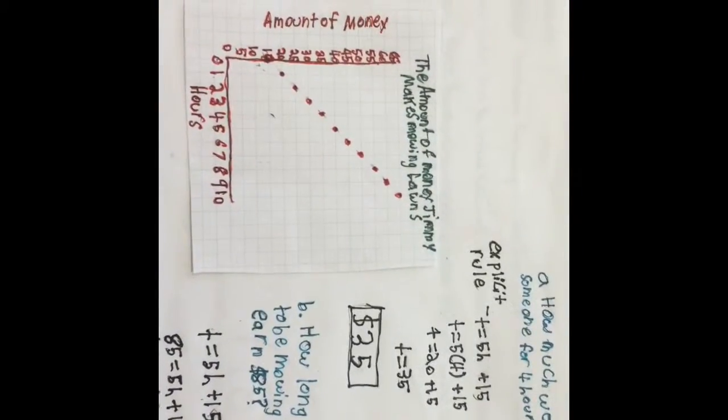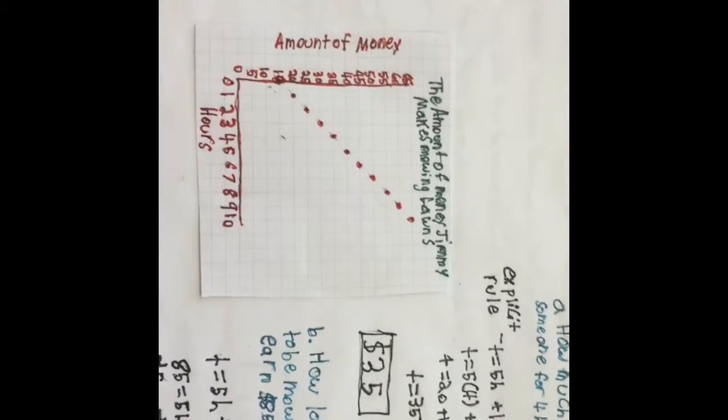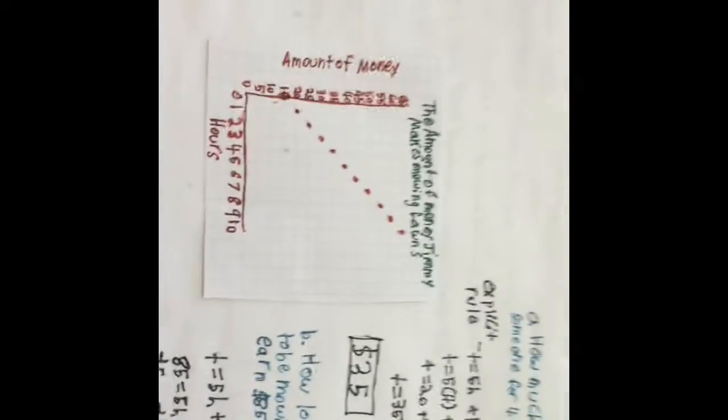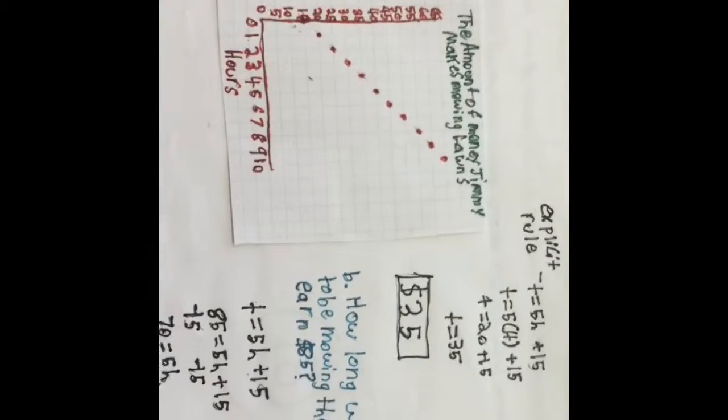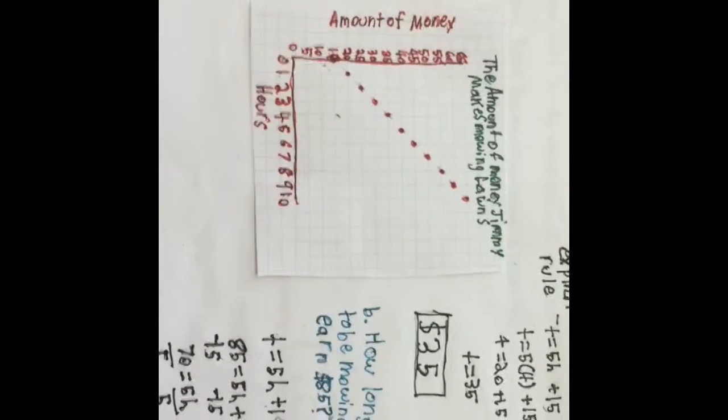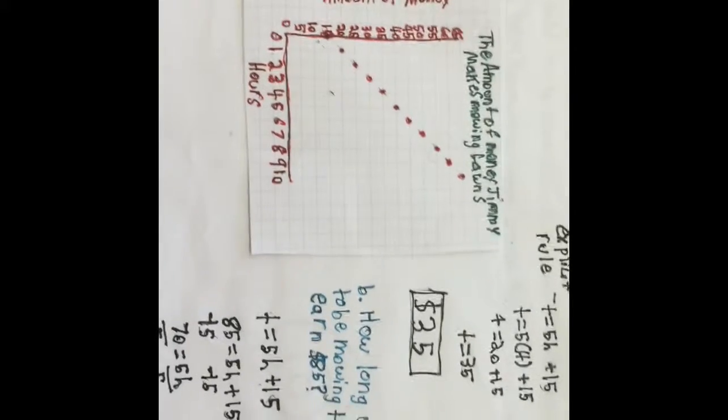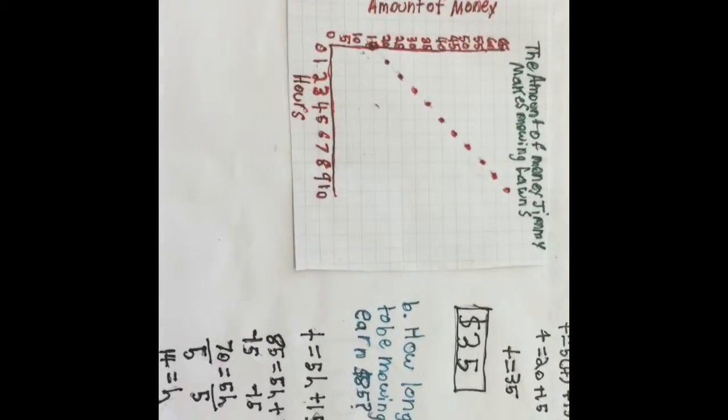So, how much would he charge someone for 4 hours of lawn mowing? Well, you gotta plug it in. So, T equals 5 times 4 plus 15. And 5 times 4 is 20. And then you gotta add 15, that's $35.